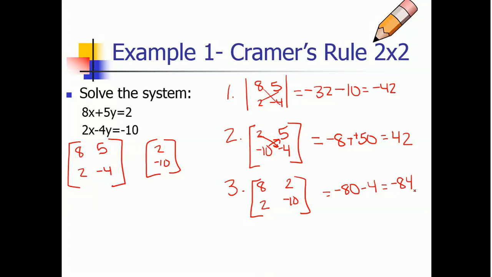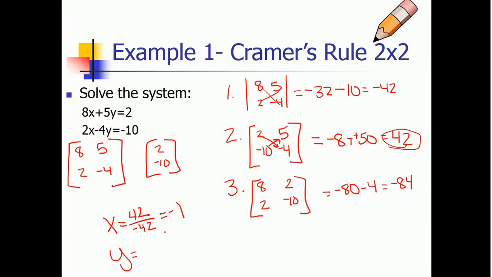So now what we need to do is take whatever we got for our x determinant divided by our determinant. So x equals 42 divided by negative 42. So whatever you get here divided by your actual determinant. So that's just negative 1. So I know x equals negative 1. What about y?